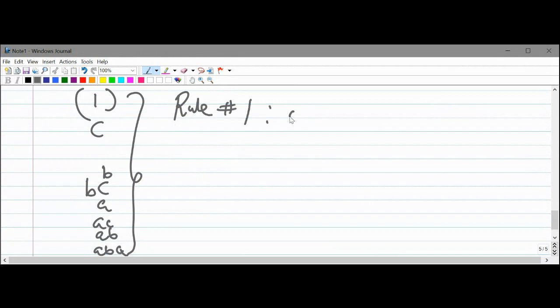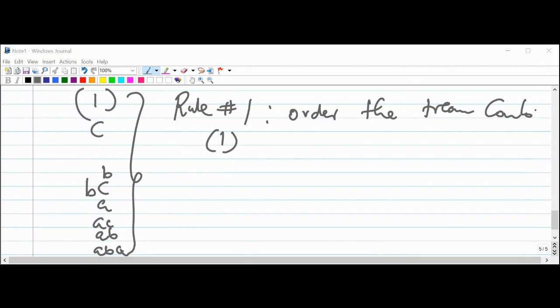Rule number 1 is to order the treatment combinations. Well, you know that always you must start with what? You must start with neutral. So next week, when we meet, we have to do these things, guys.